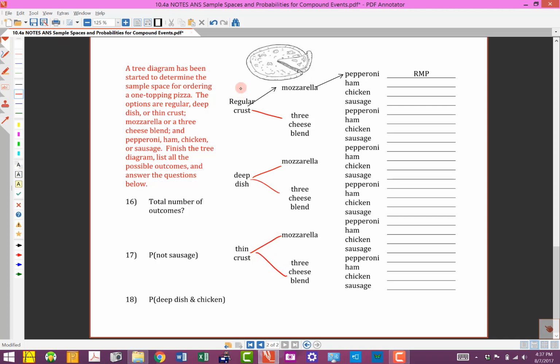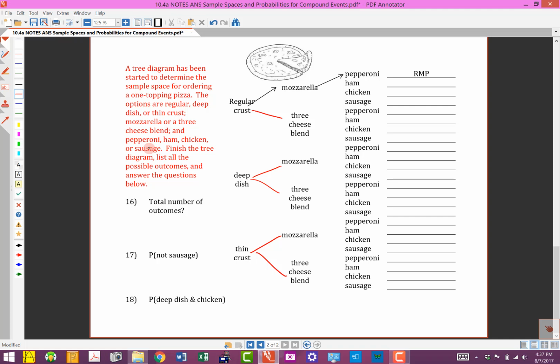There's our first choice. We make our choice about the type of crust we're going to have. Then we make our choice about the 2 different types of cheeses that we can have on that crust. And then to finish this off, it says you can choose pepperoni, ham, chicken, or sausage. So that means there are 4 choices here.